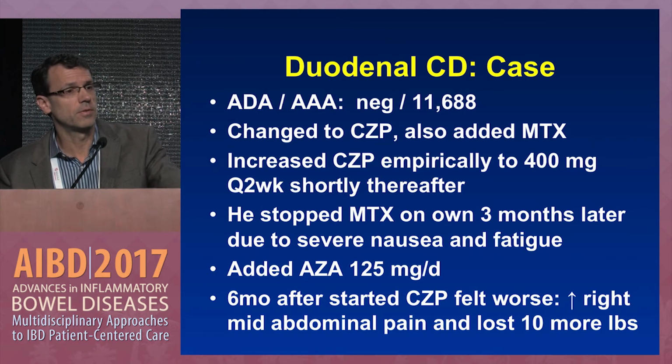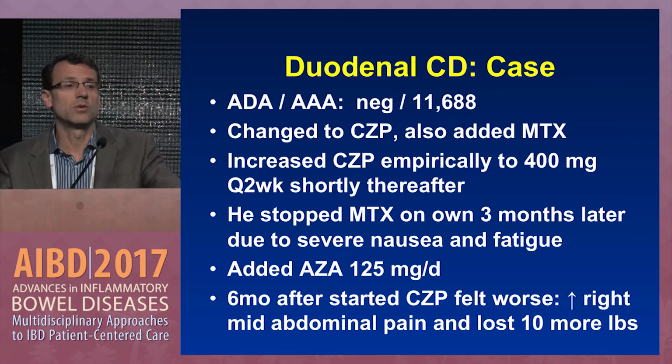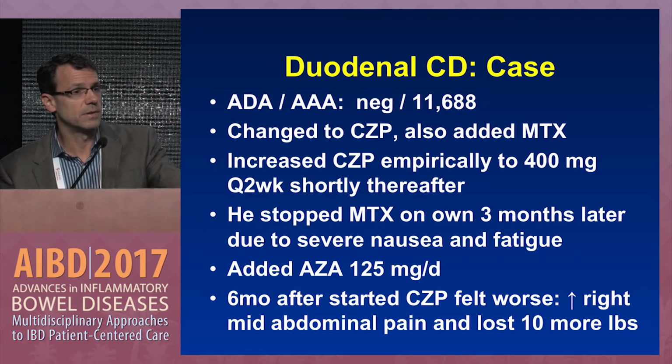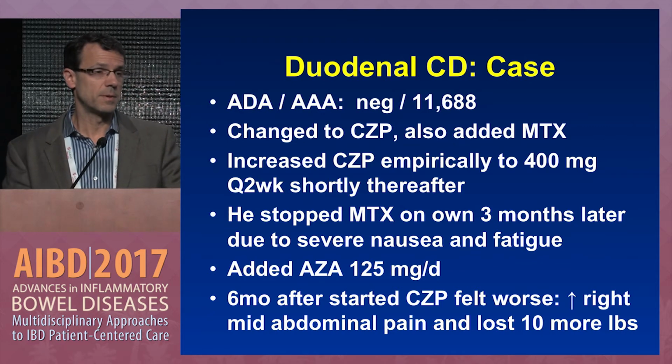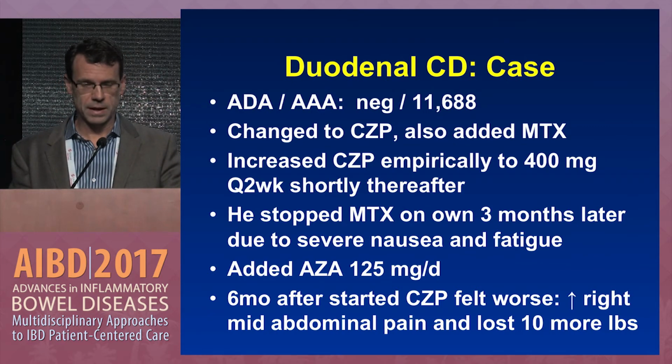Shortly thereafter, I increased his certolizumab pegol off-label. He stopped methotrexate on his own due to side effects of nausea and fatigue, at which point, about a month or so later, when I saw him, I added azathioprine. And 6 months after starting the certolizumab pegol, he felt worse with more abdominal pain and weight loss.